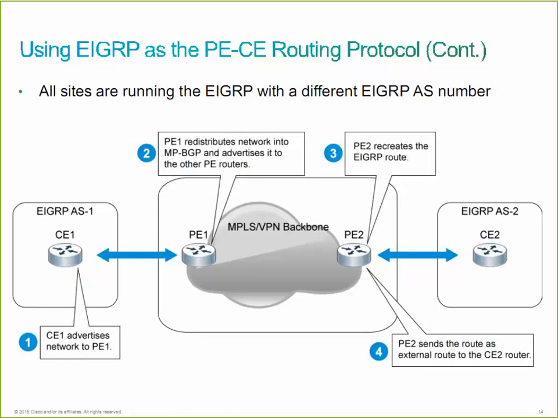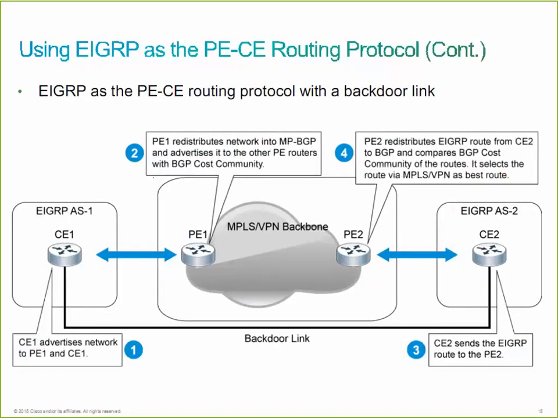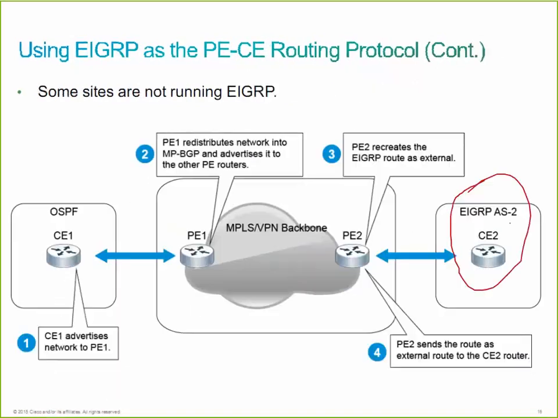I'm not sure, let me check something here. Yeah, that's strange. I think the diagram is actually incorrect, because, let me see what they're trying to say here. Yeah, okay. So it is correct. I was looking at CE2. We're running EIGRP at customer site 2, but in customer site 1, we are running OSPF.